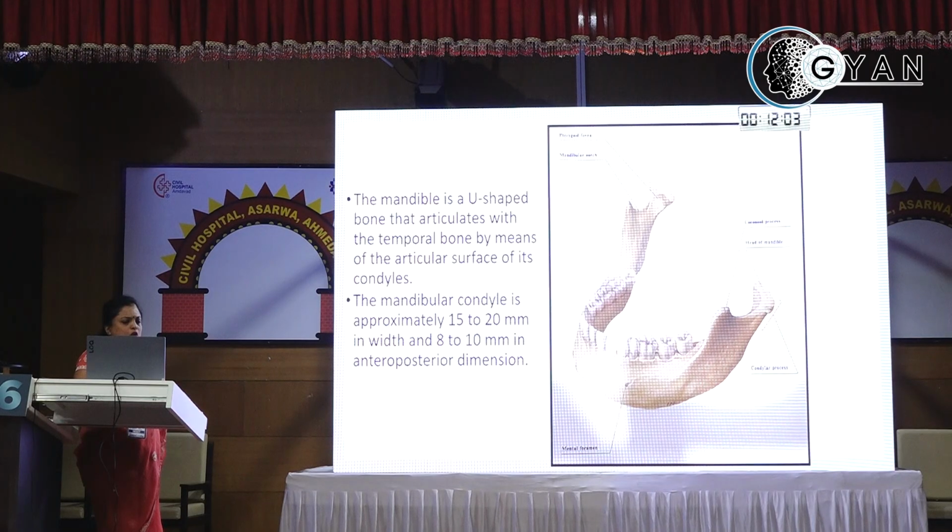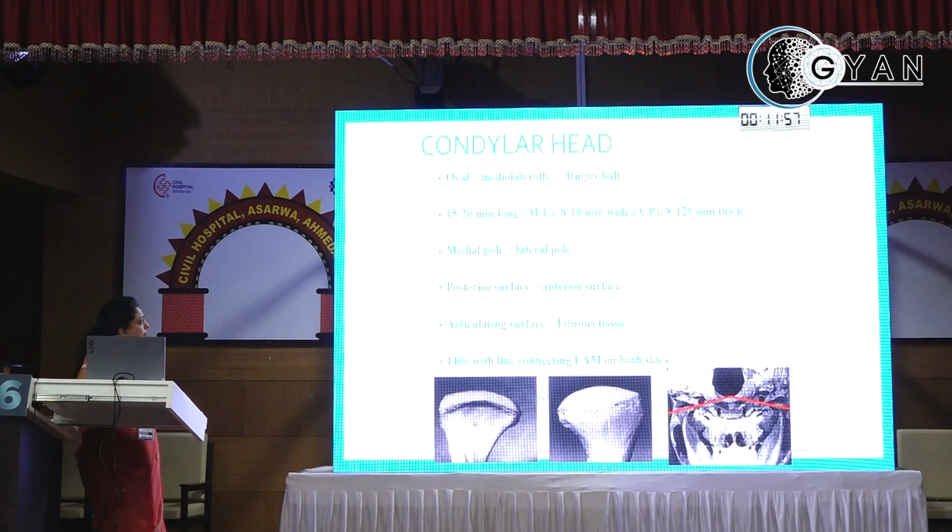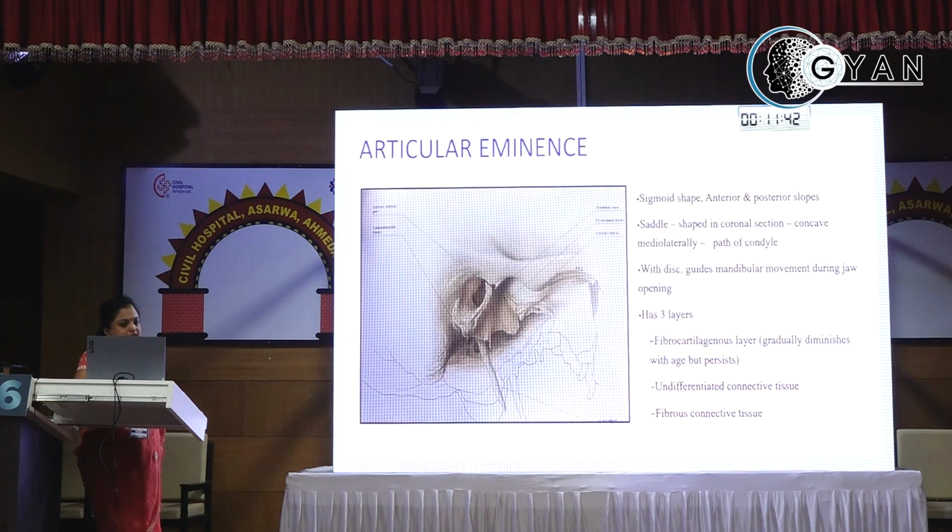And the mandible, as we all know, has the condyle, which is about 15 to 20 mm in width and 8 to 10 mm in anterior-posterior dimension. So the head itself looks like a rugby ball. The medial pole is greater than the lateral pole. The posterior surface is greater than the anterior, and it has a 140-degree angulation with the EAM on both sides.